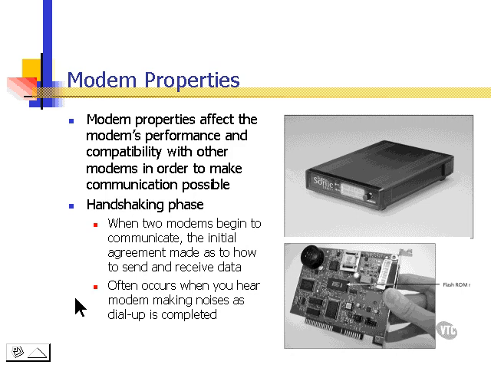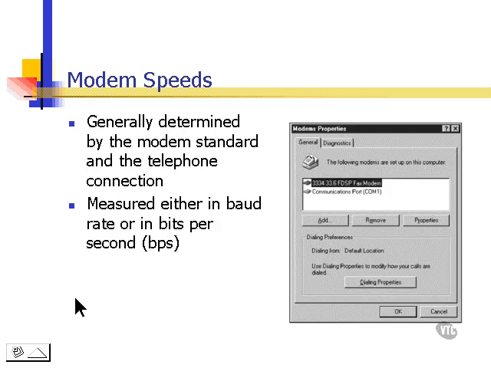One of the main properties of a modem is its speed. And speed is generally determined by the modem standard and by the telephone connection. Speed can be measured either in baud rate or in bits per second. Actually, baud rate is an older measurement which indicated how much information or data was being transferred. Bits per second is how many bits per second.